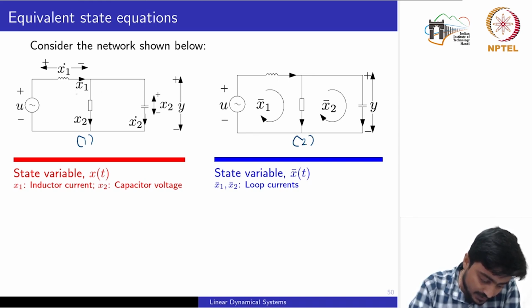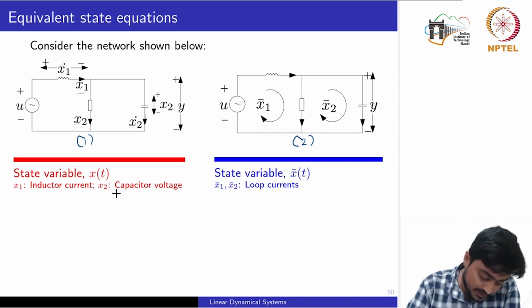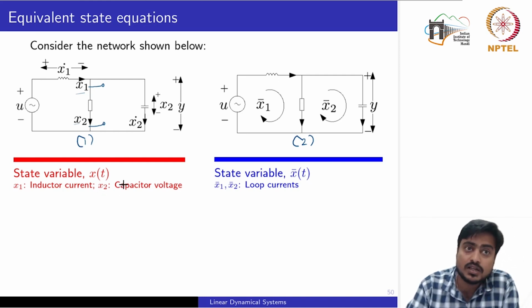In the first figure we define two state variables, x1 and x2, where x1 is the current flowing inside the inductor in this branch. So naturally the voltage across this inductor is given by the derivative of x1. Second, x2 is the voltage across the capacitor, which is also the current flowing inside the resistor branch. The voltage across this resistor is equal to x2, and the same voltage is also across the capacitor. That's why we denote x2 as the capacitor voltage or the current flowing inside the resistor branch.